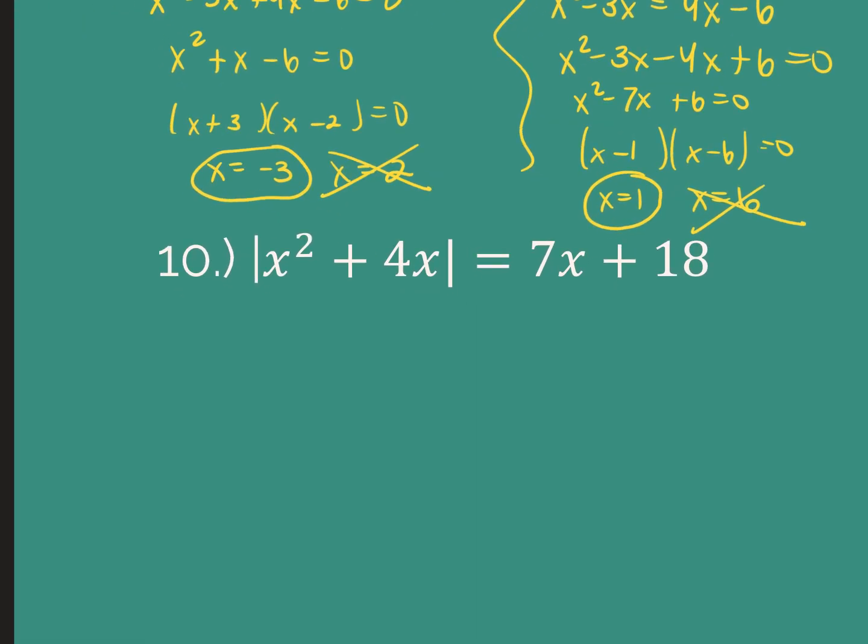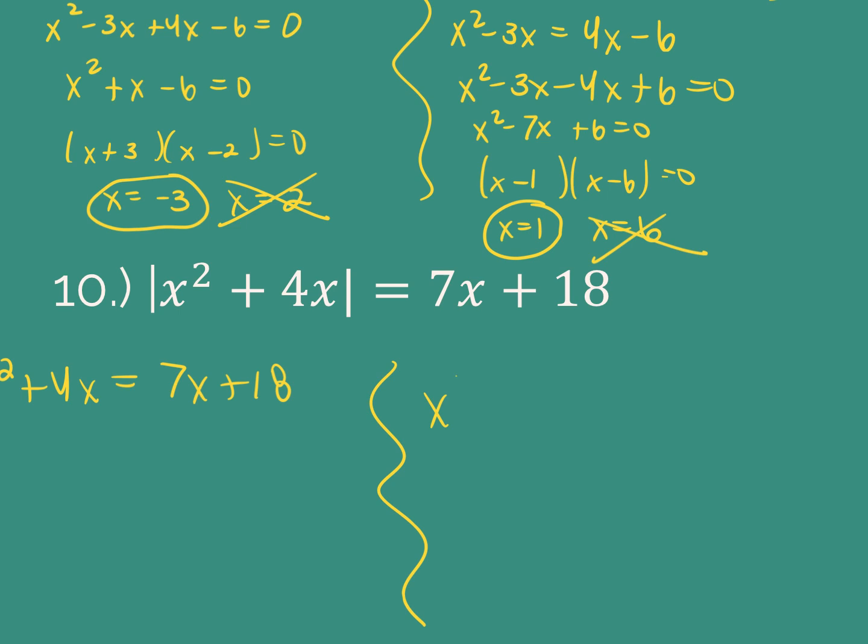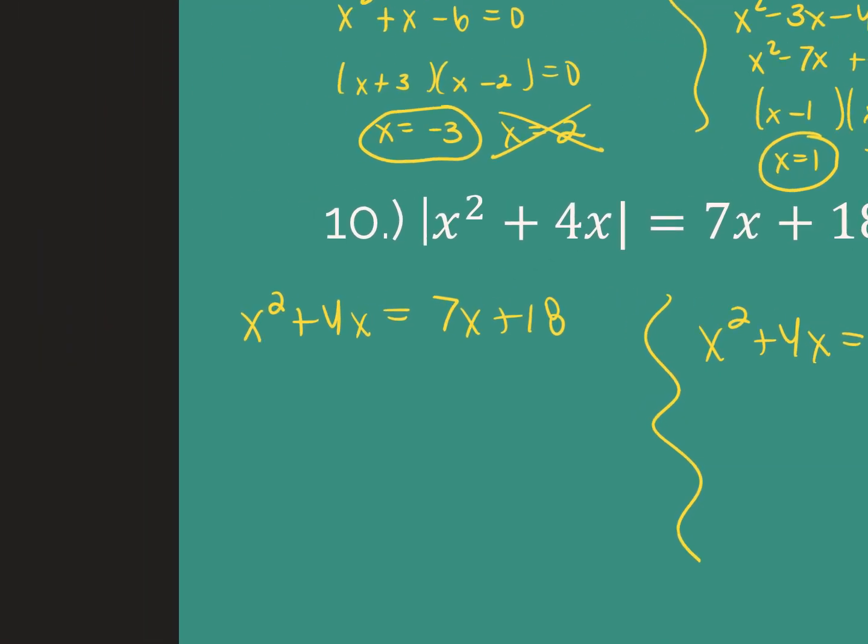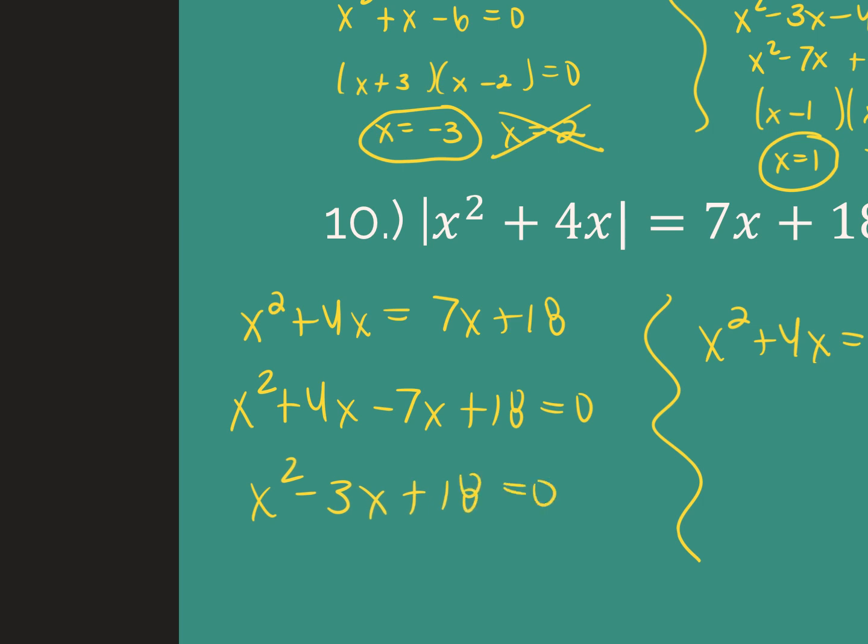All right, last one. So let's take the absolute value bars off. X squared plus 4x equals, just like you see it, 7x plus 18. And then I'm going to do it again over here. X squared plus 4x equals negative 7x plus 18. Put that 7x plus 18 in a parenthesis. You've got to distribute that negative. So on the left-hand side, we're going to solve. We have x squared plus 4x minus 7x plus 18 equals 0. So x squared minus 3x plus 18 equals 0.